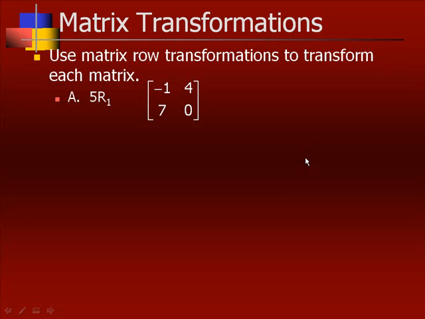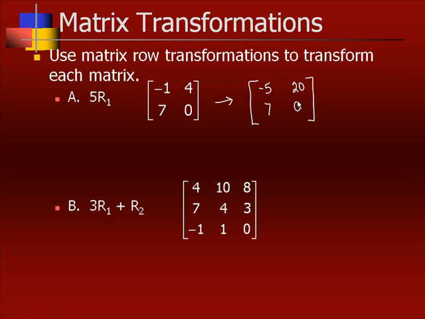So, use matrix row transformations to transform each matrix. If the command is 5 times R1, that means we're going to multiply everything in row 1 by 5. That would give us -5. 5 times 4 would be 20. There's no command for the bottom row, so row 2 stays exactly the same.